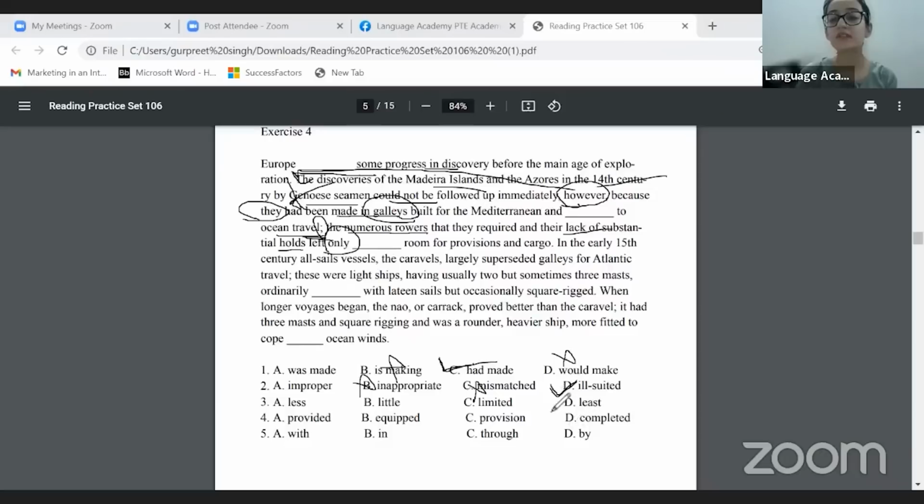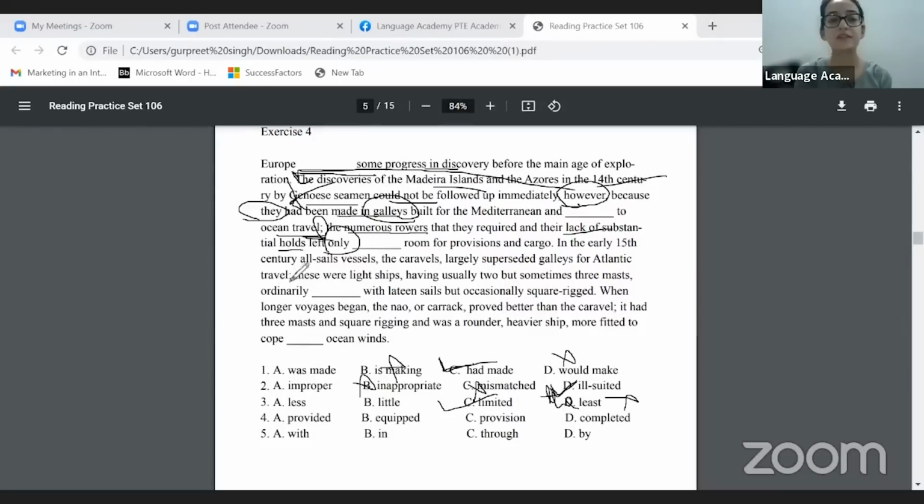Least cannot come. Least is the third form of a verb. It comes only with the. V3s only come with the. So it's not possible. And the answer is left only limited room for provisions and cargo. Only limited means not enough. It was very, very less. Very, very limited. That almost no type of. That's when we use left only limited. As I said, only cannot come with little. Left little room is fine, not only little room or only less room. This is not the right combination of words.